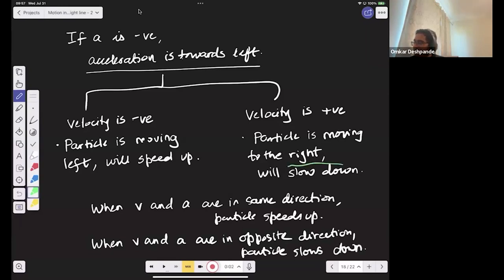And this slowing down, there's a term for this. You can call it deceleration. Sometimes it's called retardation. Basically, it means the acceleration and velocity are in opposite direction. It does not mean that acceleration is negative. Okay, keep that in mind. When a particle is slowing down, it doesn't mean acceleration is negative. It just means that the velocity and acceleration are in opposite direction. It's possible that the velocity could be in the negative direction and the acceleration could be in the positive direction. Even in that case, the particle will slow down as it's moving to the left.